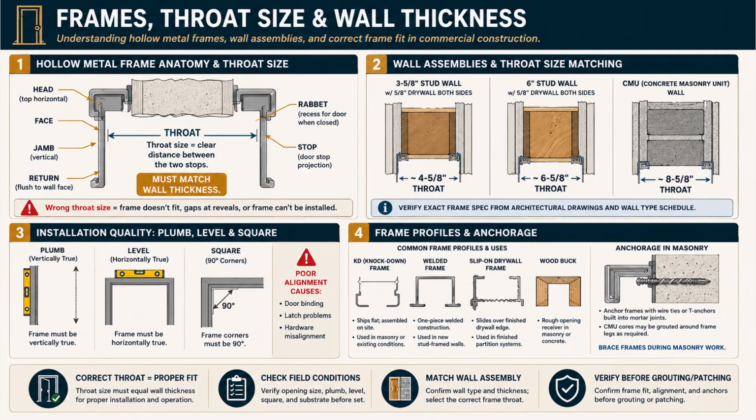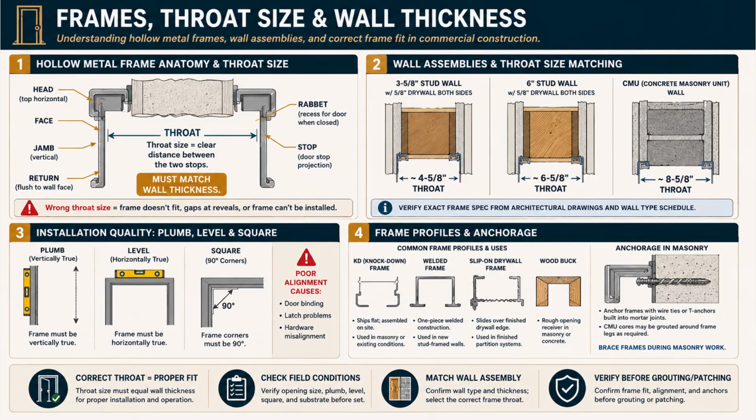Bottom left, installation quality, 3 words, plumb, level, and square. Plumb means vertically true. Level means horizontally true. Square means the corners are a true 90 degrees. Why care? Because poor alignment causes door binding, latch problems, and hardware misalignment. A frame that's out of plumb gives you a door that swings open or closed on its own and a latch that won't catch.